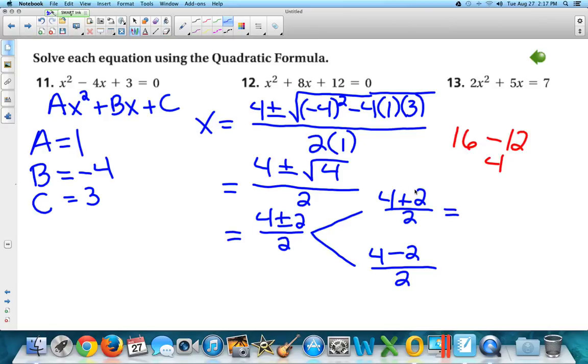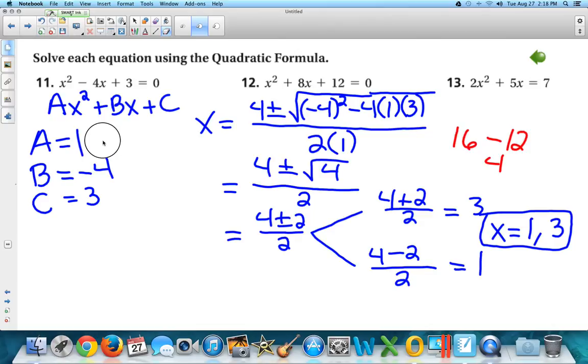4 plus 2 is 6. 6 divided by 2 is 3. 4 minus 2 is 2. 2 divided by 2 is 1. So the solutions to this quadratic are 1 and 3. That's your first example of how to solve a quadratic by using the quadratic formula. Now I will erase most of this, but not all of it.